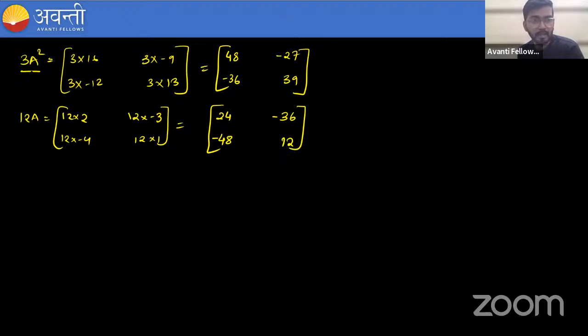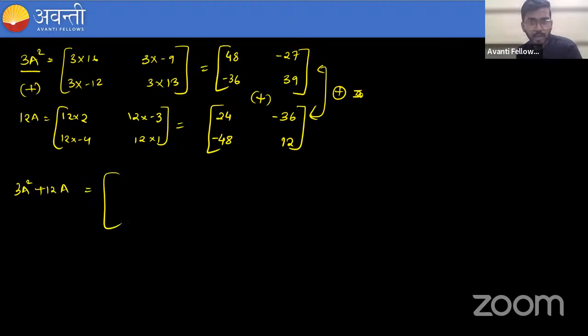Now we are supposed to add 3A square plus 12A. So we will add these two matrices, and we will get the answer. 3A square plus 12A will be: first element with first element, 48 plus 24 is 72. Minus 27 minus 36 is minus 63. Minus 36 minus 48 is minus 84. And 39 plus 12 is 51. So we got the value of 3A square plus 12A.